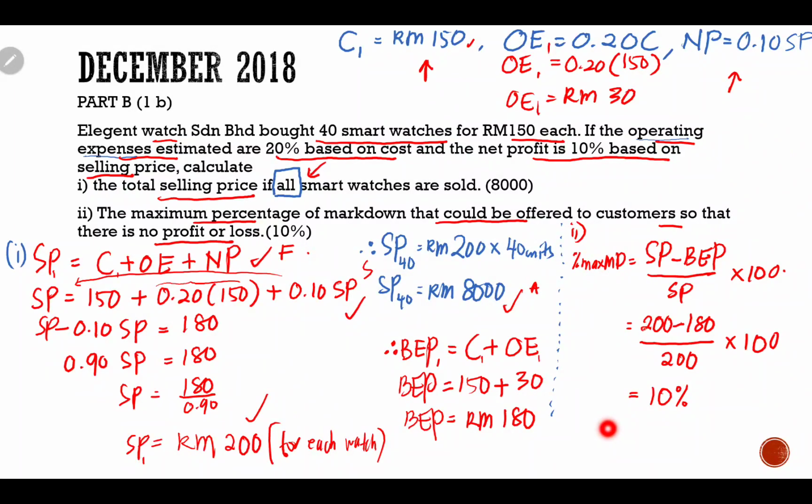Okay, and then find the maximum percentage of markdown that could be offered to customers so that there is no profit or loss. For the maximum markdown rate formula, we use selling price minus the break-even price, divided by selling price. Find the break-even price for the one item only. So 150 plus 30 ringgit, you will get 180 ringgit. Then substitute into the formula: selling price for one item minus break-even price for one item, divided by the selling price for one item. So you will get a maximum markdown of 10%.